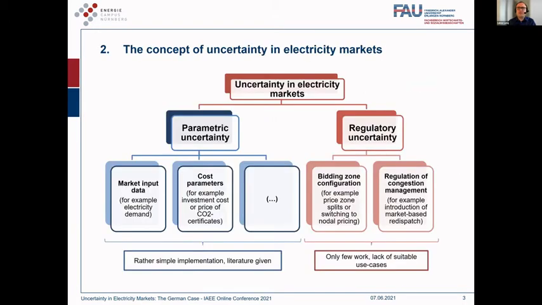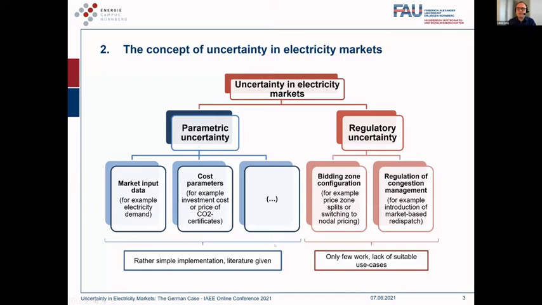Basically, what does uncertainty in electricity markets mean? I think this is not very clear at the moment. I tried to characterize it into two groups. The first one is parametric uncertainty, on the left-hand side here. In this category, you could think of market input data, for example, uncertainty about how electricity demand will evolve in the future. But there could also be uncertainty about cost parameters, for example, investment costs or CO2 prices in the future. This list could be expanded; there are multiple possibilities. This whole parametric uncertainty is already very much implemented in models. This can be done rather simply, and literature about this is already given.